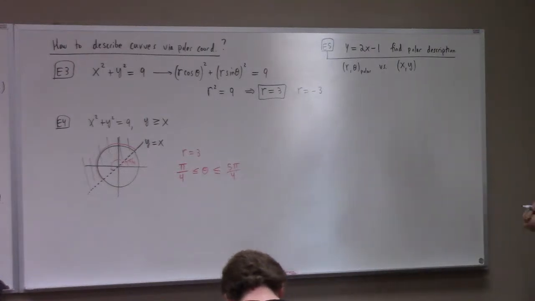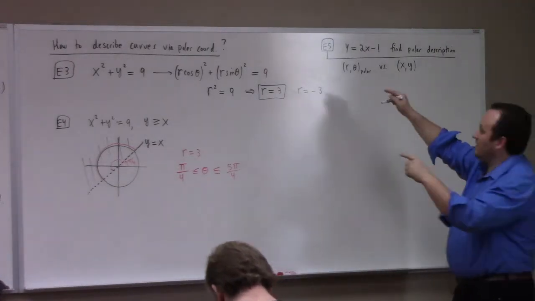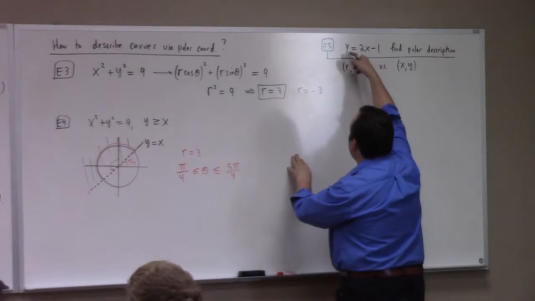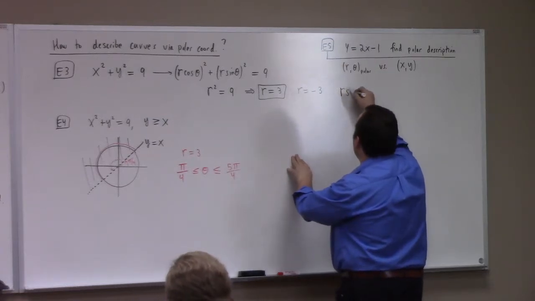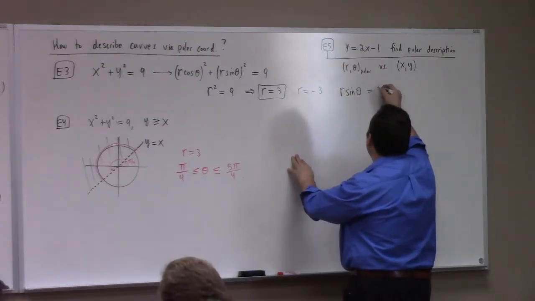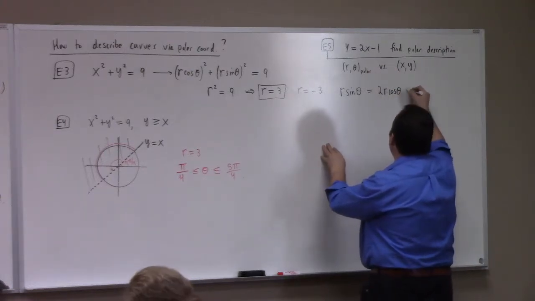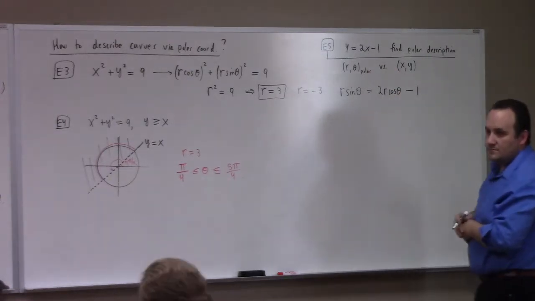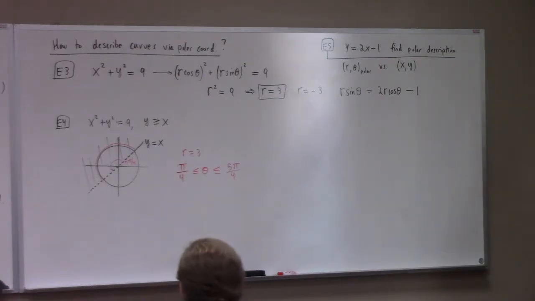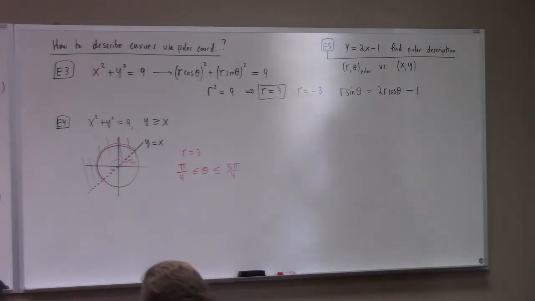Okay, so how do I do it? Same thing I did in the last one. What I do is I just take y and I plug in r sine theta equals 2, x is r cosine theta, I subtract 1, right? That gives me the equation of the curve in polar coordinates, but I'd like to find r as a function of theta. That's what we try to do if we can.